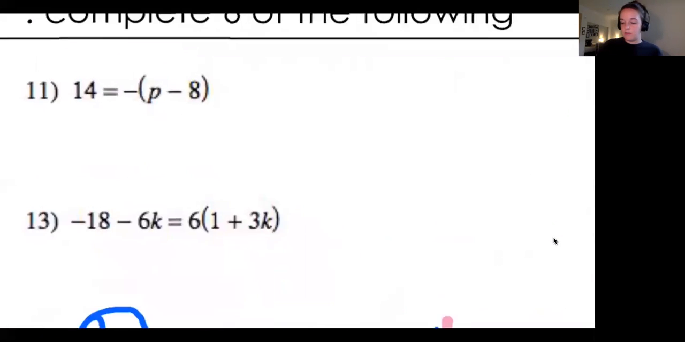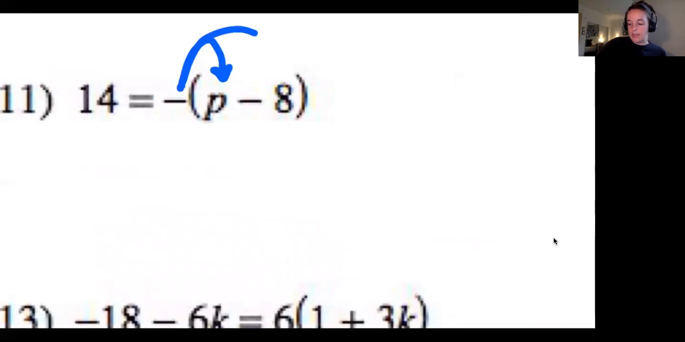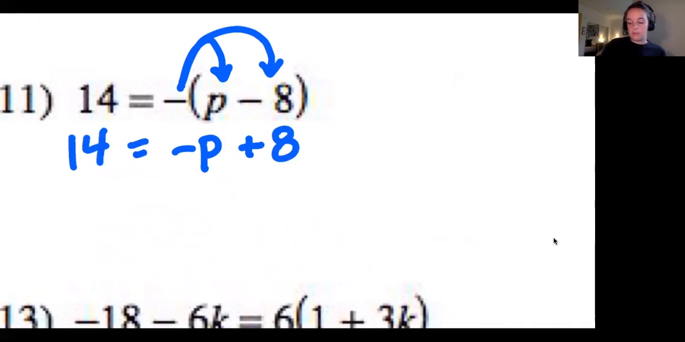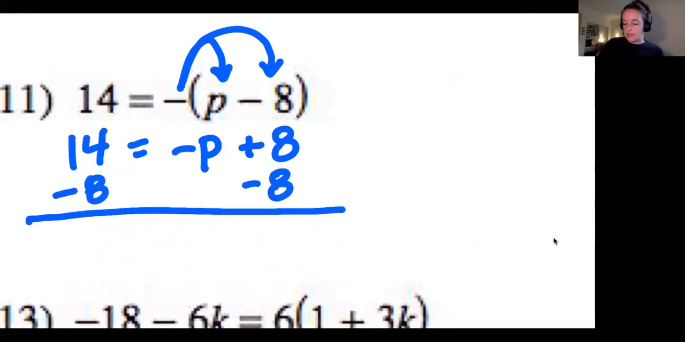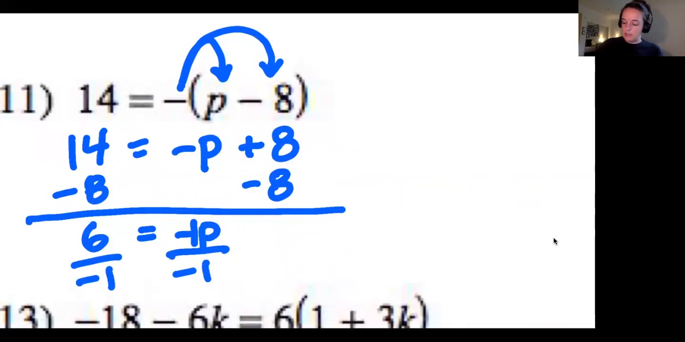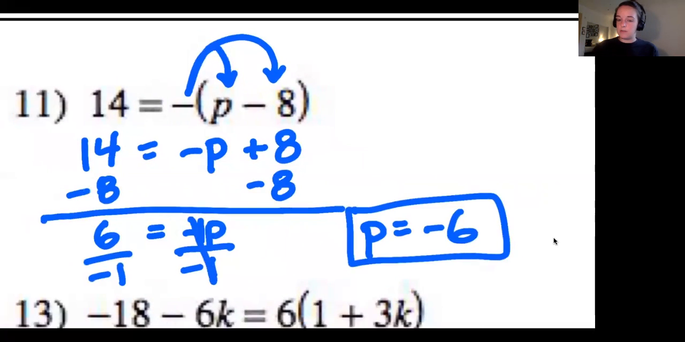If I have just a negative in front, I would want to just distribute in the negative. So negative times t would be negative t. Negative times -8 would be positive 8. That equals 14. I'm going to go ahead and subtract 8 on both sides. So I get negative p equals positive 6. And I don't want the negative to be there. Remember, it's like an imaginary 1 whenever we see a negative. So it's like negative 1p. I'm going to divide by negative 1 on both sides. And that's going to tell me that p is equal to 6 divided by negative 1, which is negative 6. Negative 6 would be my answer for 11.